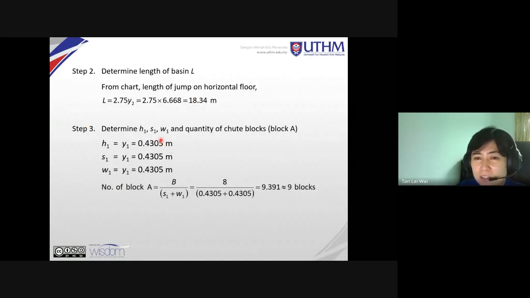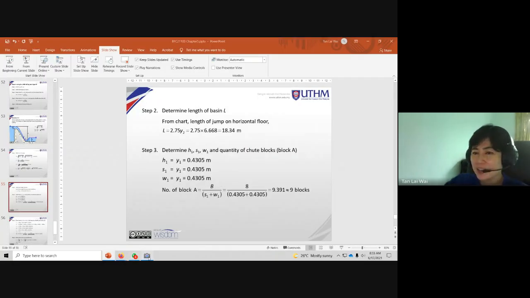And then you can begin to design your block A, B, and C already. So once you have your L, you know the length of your basin already. It's about 18.34 meter. So here's the thing. I want you to specify what is H1, S1, W1. Write it out. As I told you, I don't mind if you want to write it like this.